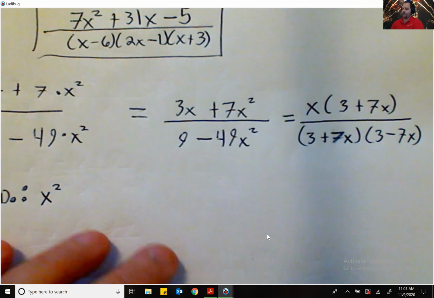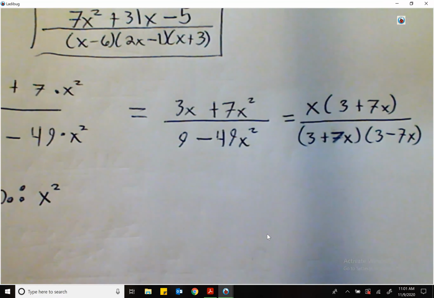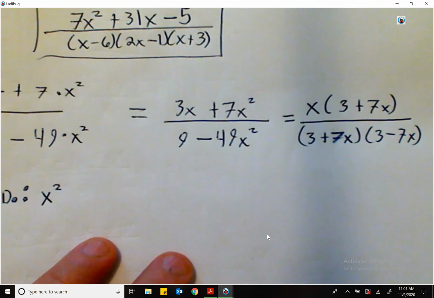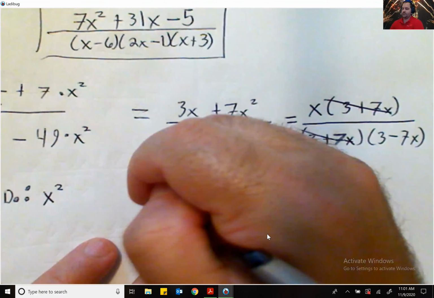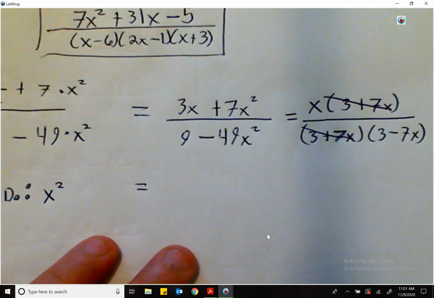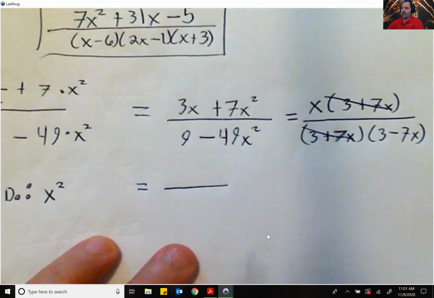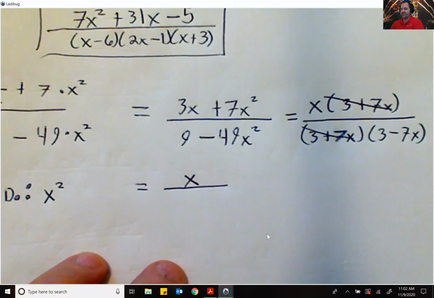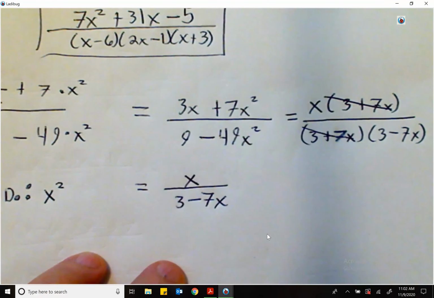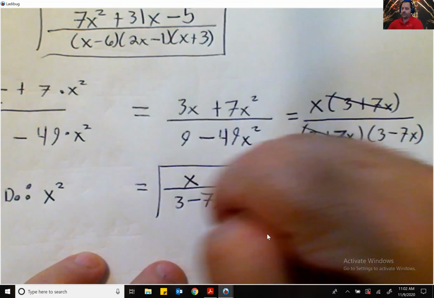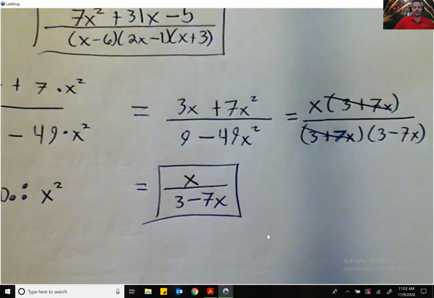So what's going to happen now? I'm going to cancel the 3 plus 7x. Yeah, those two cancel. So all you have to do is tell me what's left. What's in the numerator first? x. There's an x up top. And in the denominator, we have 3 minus 7x. There you go. That is perfectly a-okay. Everyone good?